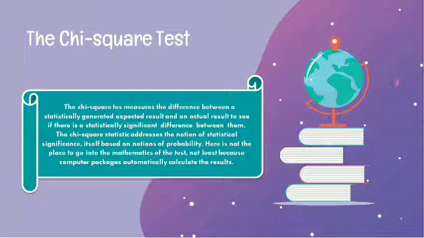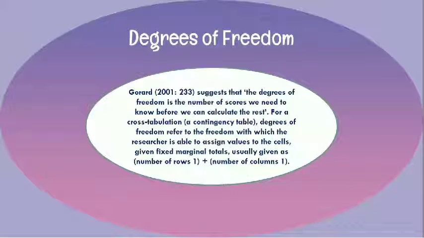Next, the chi-square test. It measures the difference between a statistically generated expected result and the actual result to see if there is a statistically significant difference between them. The chi-square test statistic addresses the notion of statistical significance, itself based on the notion of probability. Here is not the place to go into the mathematics of the test, not least because computer packages automatically calculate the result.